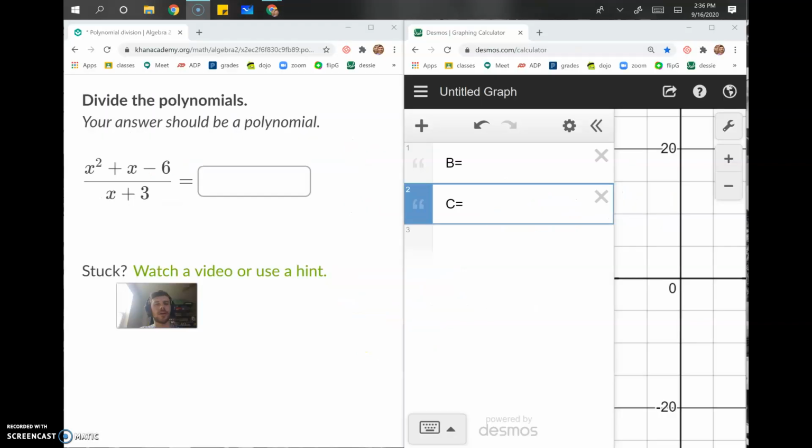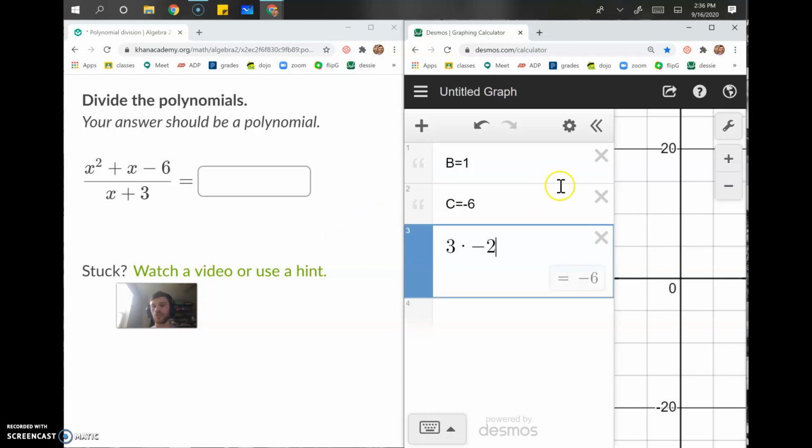Done. Example 3. I'm going to show my work in the calculator this time. Alright, b. Positive 1. How did I know b was positive 1? b is the coefficient on the x term. The x term doesn't have a number, and it's a plus, so it's a plus 1. C is the constant, negative 6. Sweet. Numbers that multiply to negative 6.